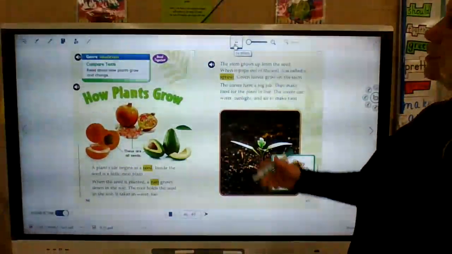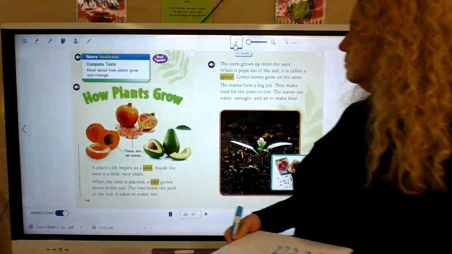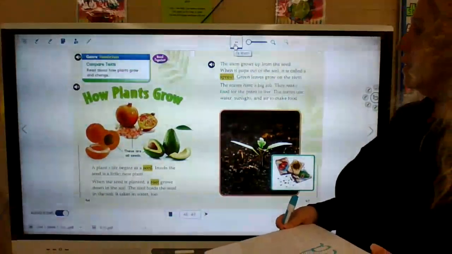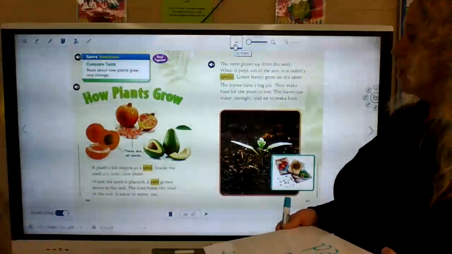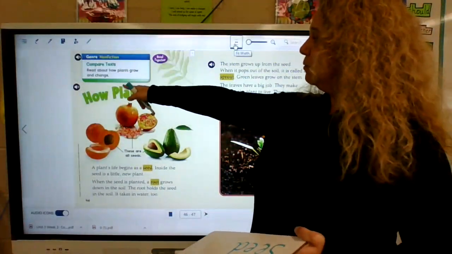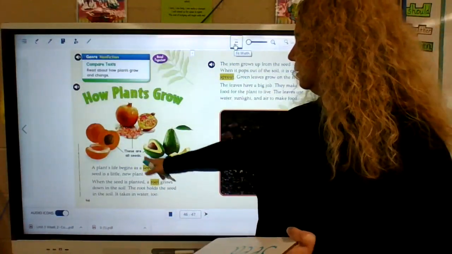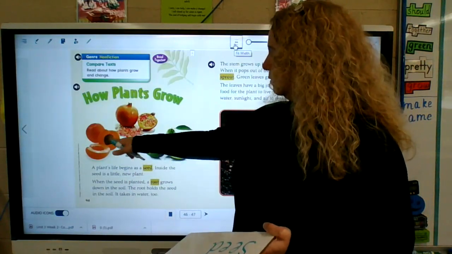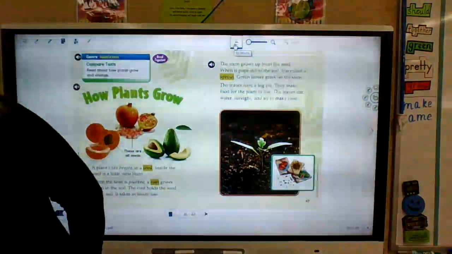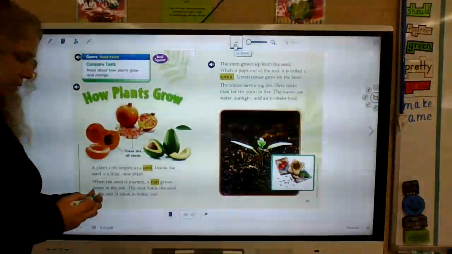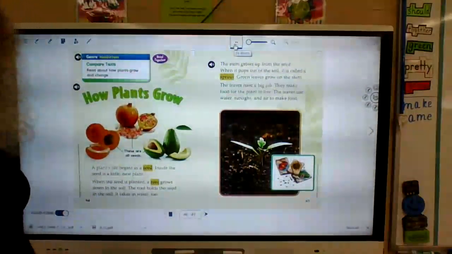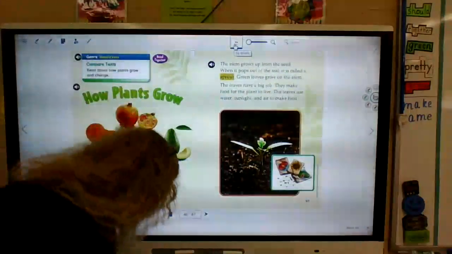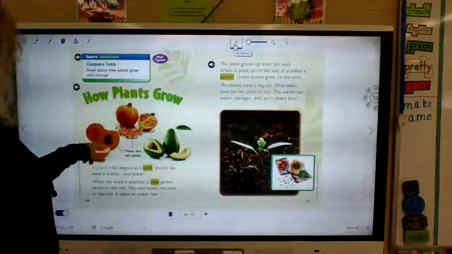All right, so this is nonfiction. And it's How Plants Grow. I'm going to go ahead and push the first one. It's going to read us the title and what it says down here. And then here's a label that's pointing to each of these 3 plants or vegetables, or actually those are fruits. Okay. Fruits because they have seeds.